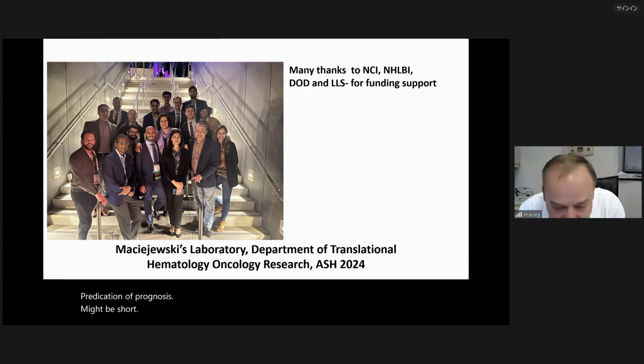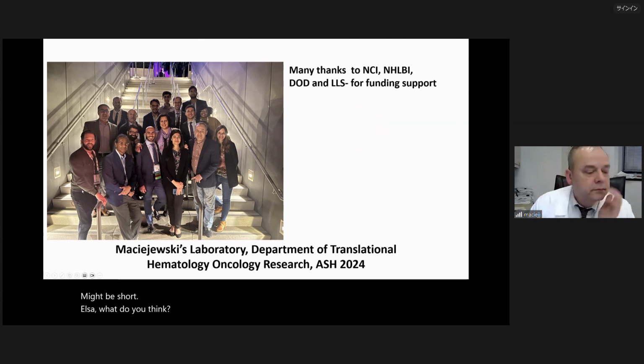Elsa, what do you think? Yeah, quick one, because I think we need to move on. But increasing the C index is very difficult. So 2% in the validation cohort is not zero, right? But it'll be interesting to know if all the sequencing was done at diagnosis, even if the patients were treated after.